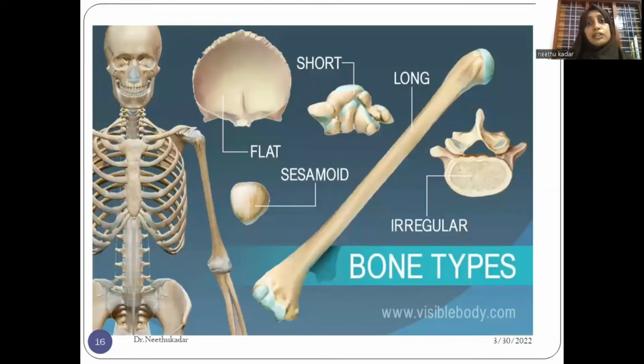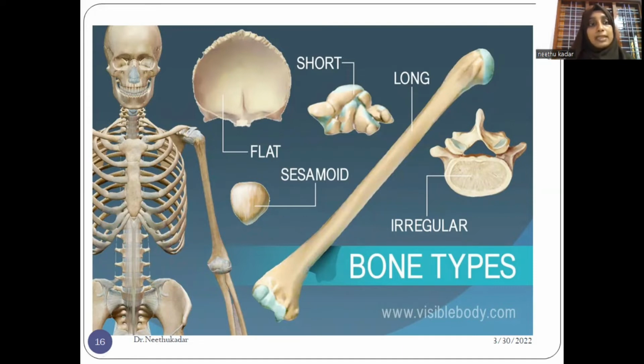Next is the short bone. Short bones are smaller and their length is equal to their breadth. Examples of short bones are carpals and tarsals. They contain spongy bone with a thin layer of compact bone.